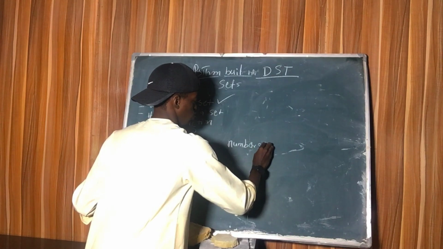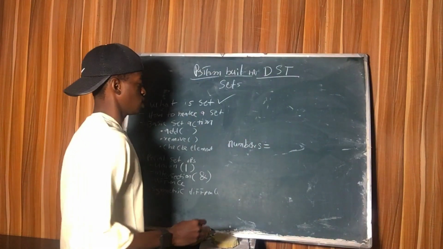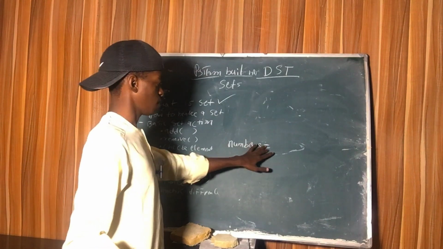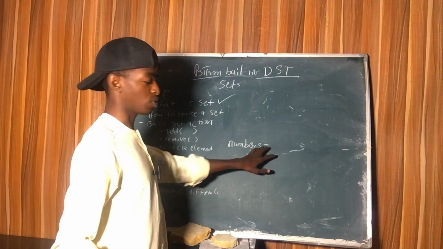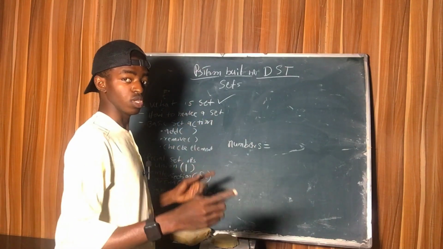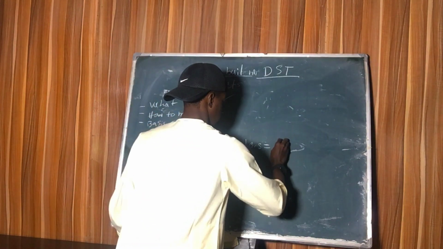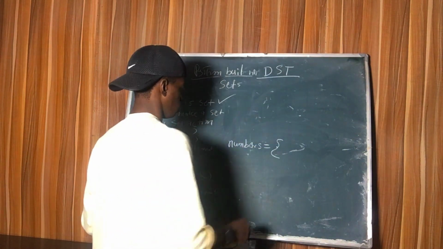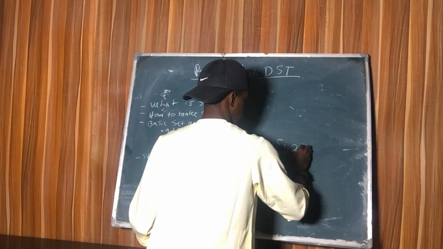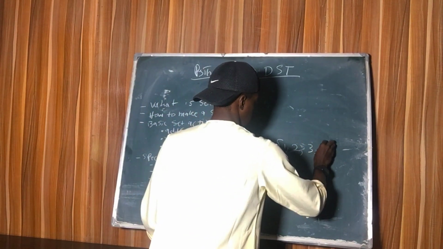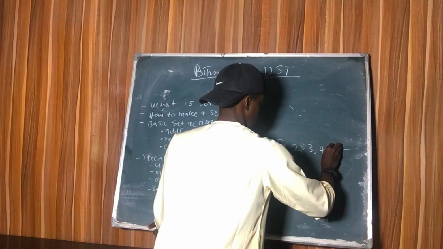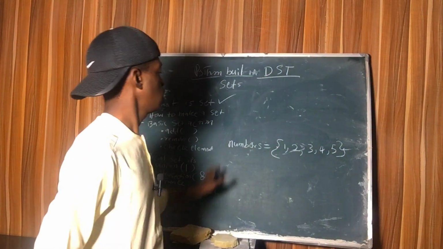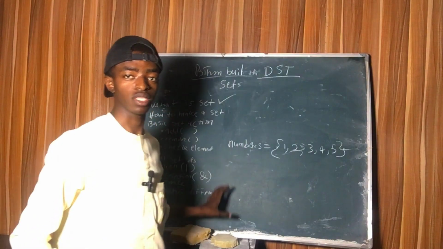Since I'm going to store numbers, then you put an equal sign. This is the name of my set, just like the way you create a variable. Then the equality sign, or assignment operator, and then you put a curly bracket like this. Then you start putting in your elements. Let me just do something like 1, 2, 3, 4, 5. Then you close it with a curly bracket. This is exactly how you create a set.